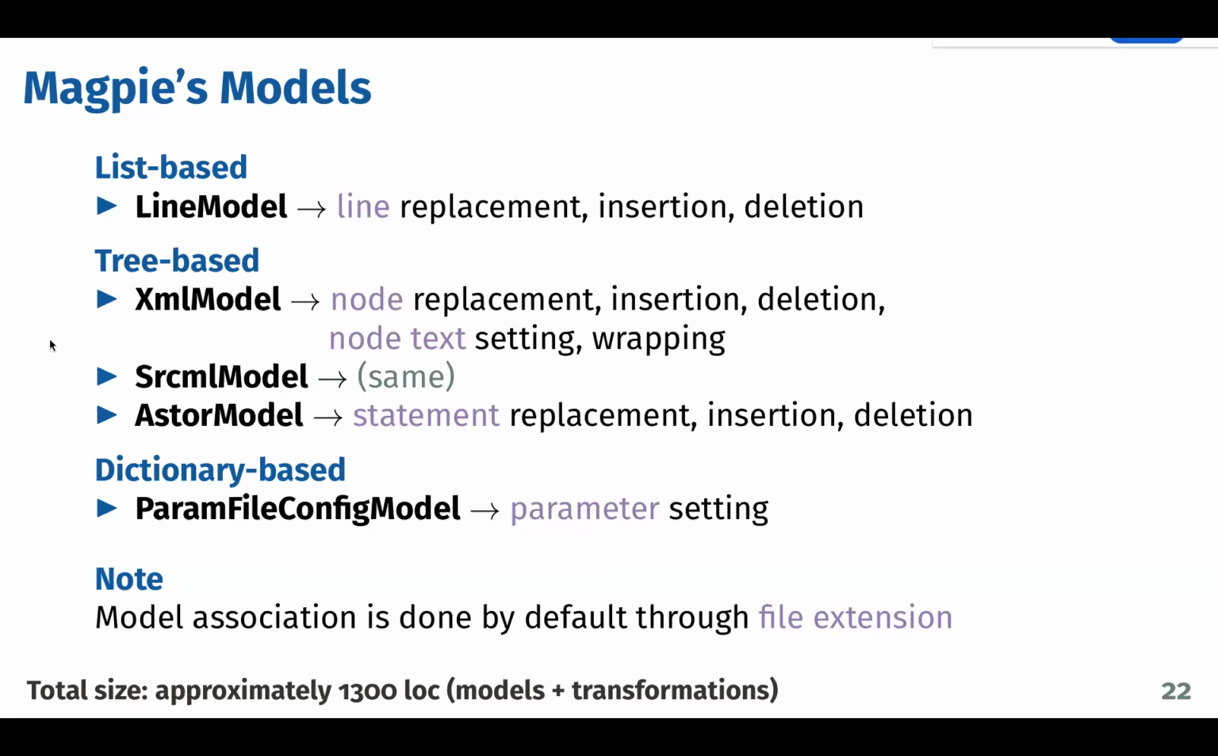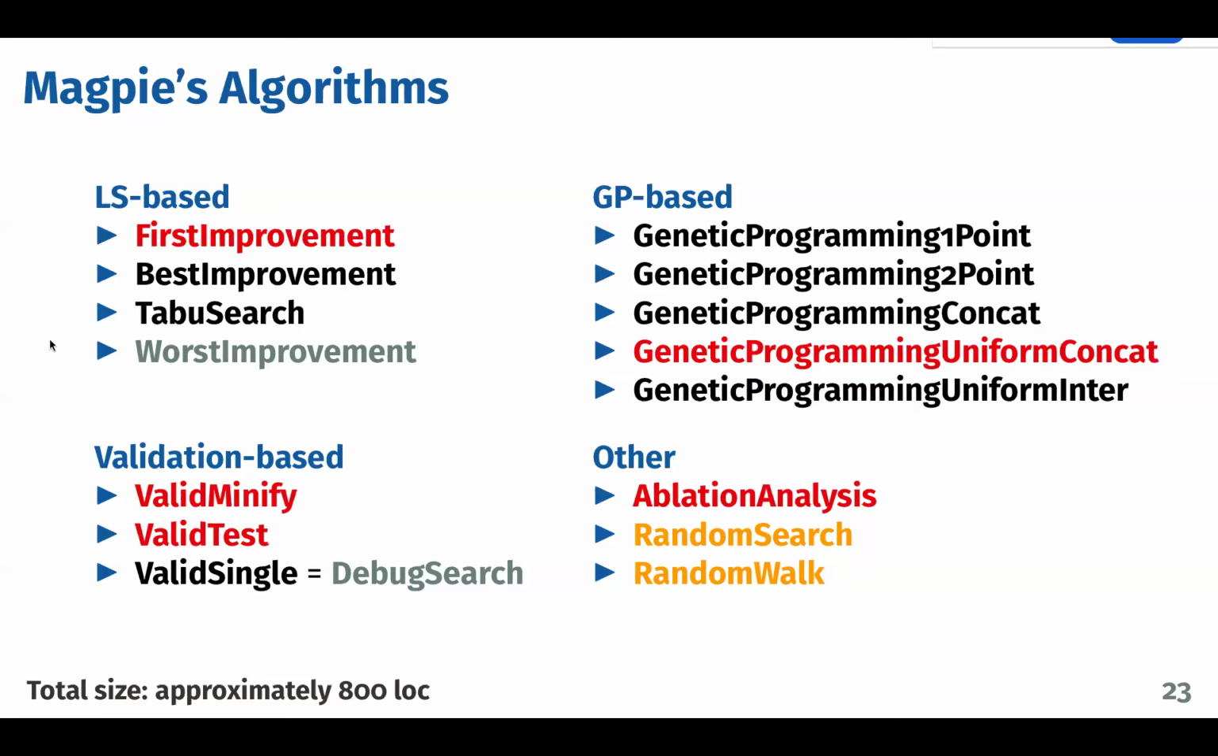And yeah, again, for all of those models, it's basically 1,300 lines of code. So model and transformation: if you want to write a new model, it should be quite a short file to write, so it should be quite easy to extend. For the algorithms, there are many algorithms in 800 lines of code, based on local search, based on genetic programming, some that are only used for validation, and a few others.